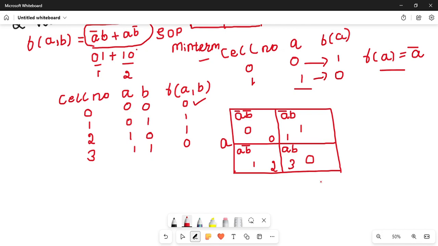So if they have given min terms, what you are going to do is replace the 1 in place of all the numbers that is being given to you as min terms, right?